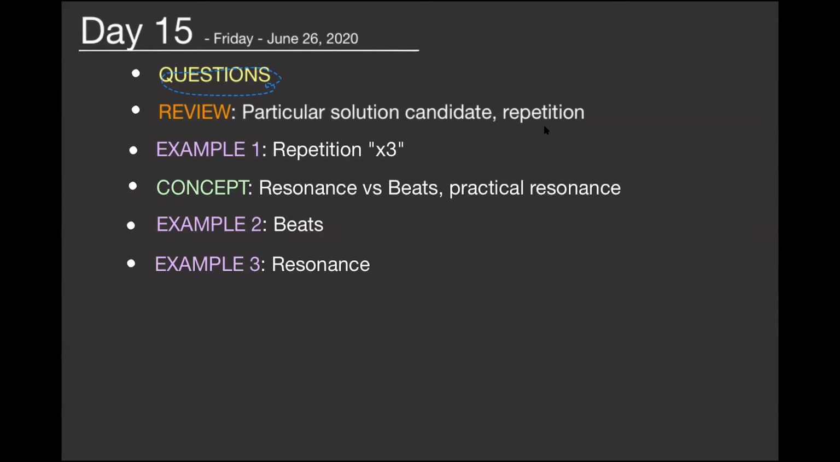But if not, and even then again, I thought it would be good to go over a review of what happens when there's repetition between your particular solution candidate and the complementary solution. I see that gave some people some trouble on the online homework yesterday. So I wanted to make sure that was a little more clear. But first, what questions would you like to go over just in general?